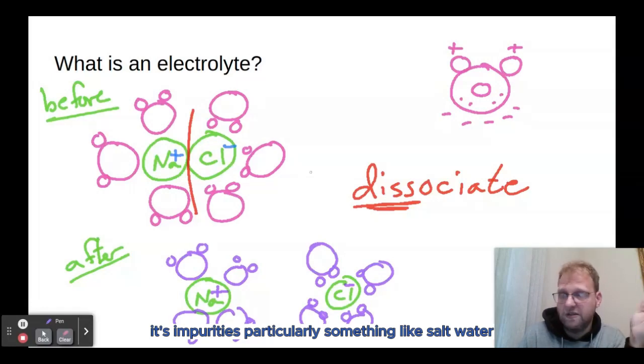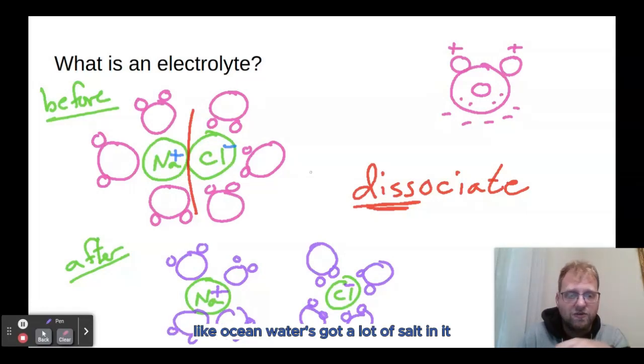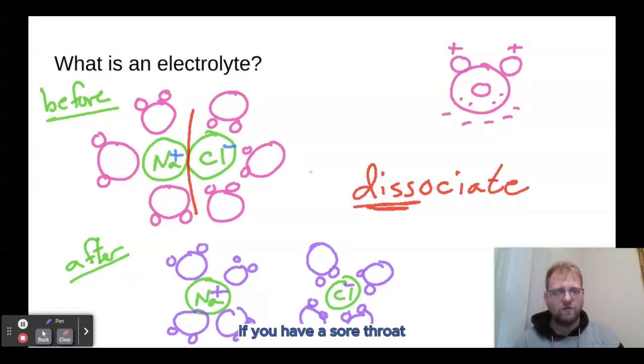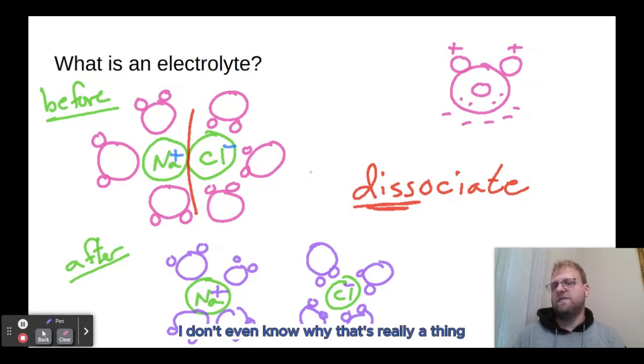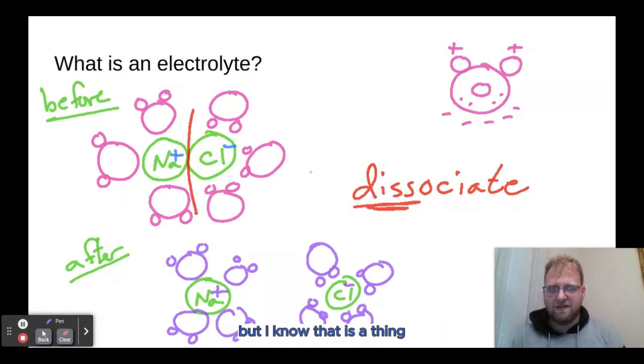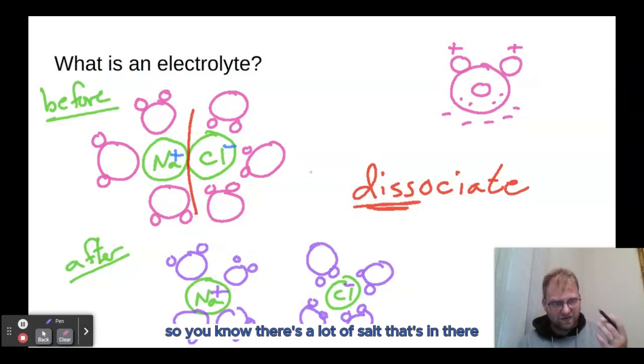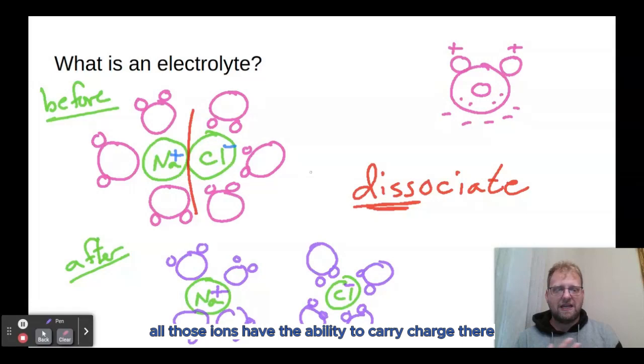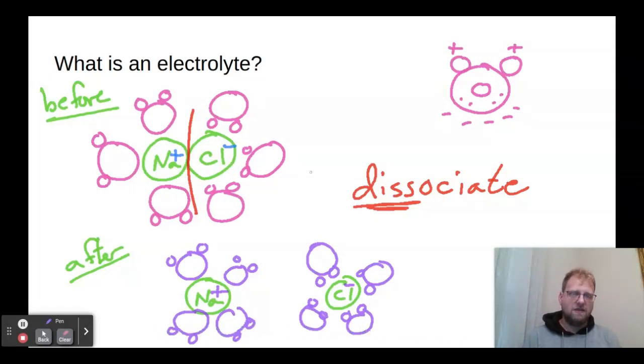Its impurities, particularly something like salt water, like ocean water, has got a lot of salt in it. All that salt that's in ocean water. Think about how salty ocean water is. If you've ever been to the ocean, you ever got splashed in the face, or if you've ever gargled with salt water, if you have a sore throat. I don't even know why that's really a thing, but I know that is a thing. And you know how that kind of tastes. So you know there's a lot of salt that's in there. All those ions have the ability to carry charge through there. That's what makes something an electrolyte.